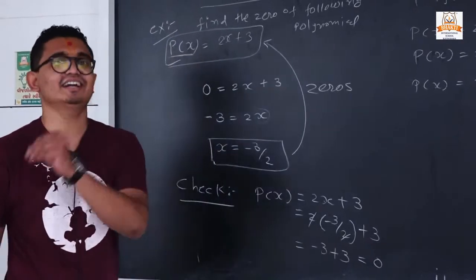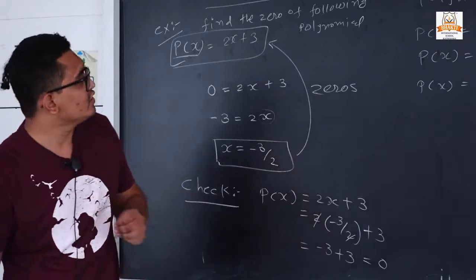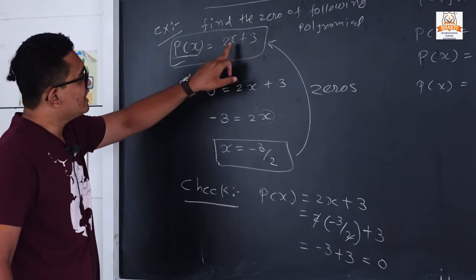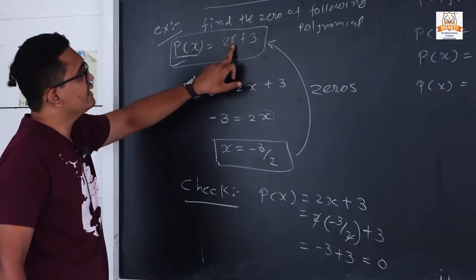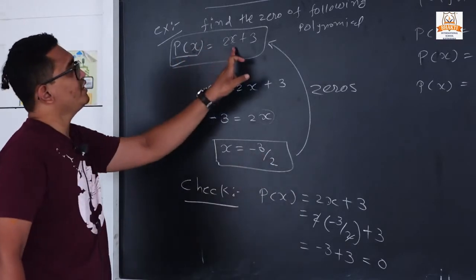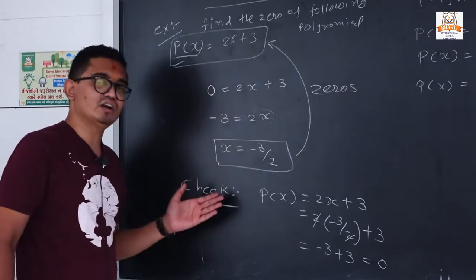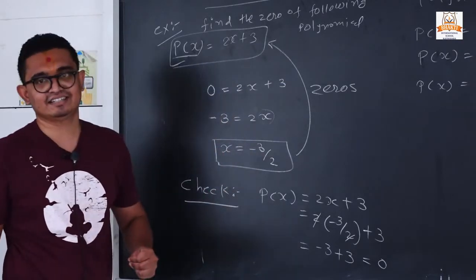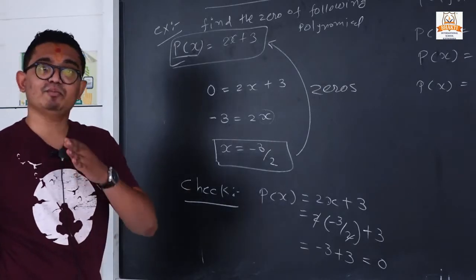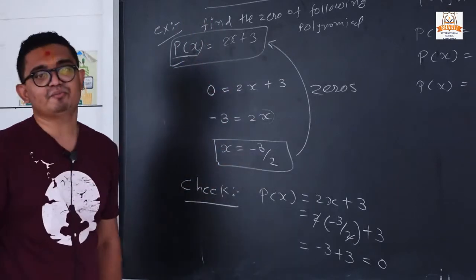Now you can get the idea of the meaning of zero. A zero means that if we replace the value of x with minus 3 by 2, the polynomial's answer will be 0. You already learned this in class 9, chapter number 2, zeros of polynomial. The same topic is in class 10, zeros of polynomials.